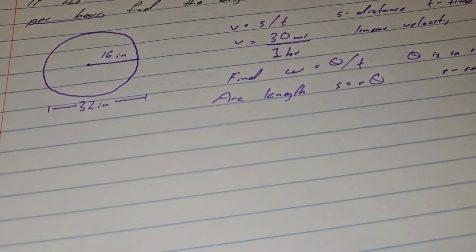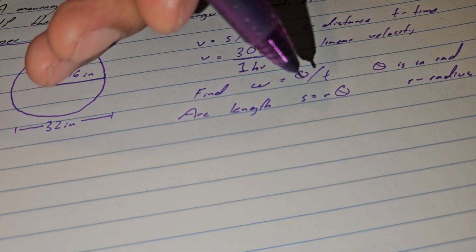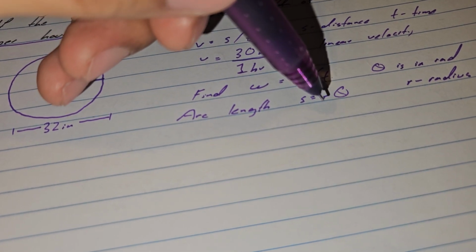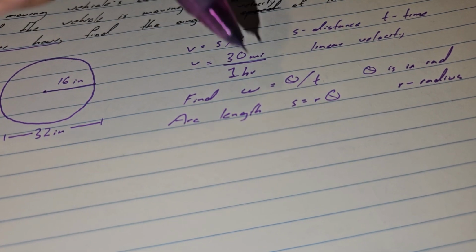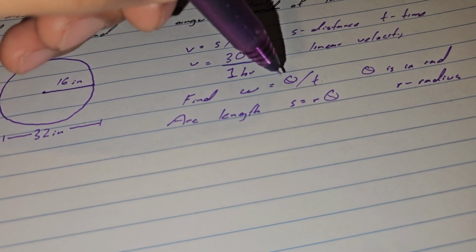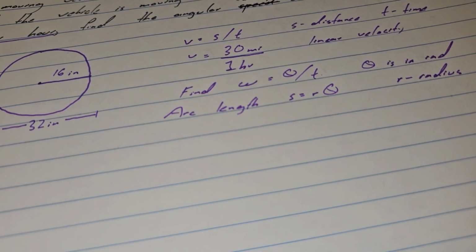So let's go ahead and do this right now. We are already given our distance. We are given the radius. Let's go ahead and find theta. We're going to plug theta into this formula. We already have time. And we're going to find what we need to find.